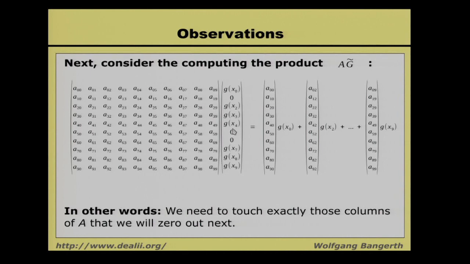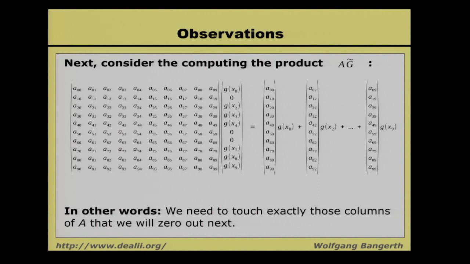And if you look at this closely, what you will see is that, because this vector has almost all zeros, what it really is, is certain sets of columns. So let's say this column here times g of x0, plus this column here times g of x2, plus column number 3 of the matrix A times g of x3. So I've written this over here on the right-hand side.